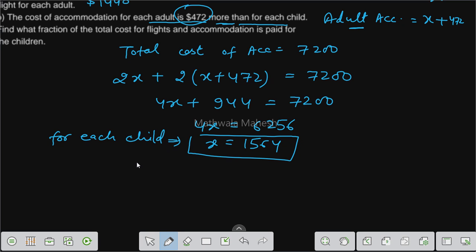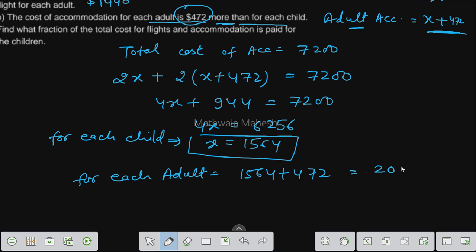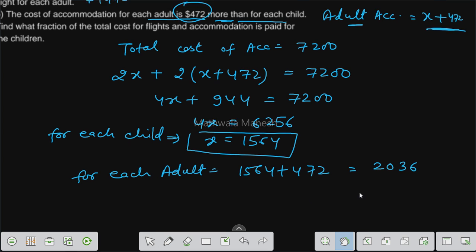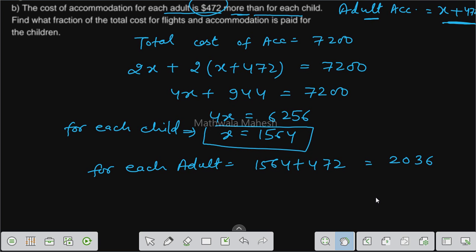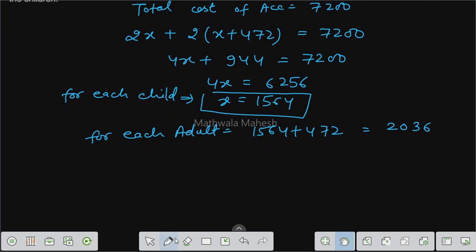Okay, and for each adult, which is x plus 472, then 1564 plus 472 means 2036. Okay, now we have to find what fraction of the total cost for flights and accommodation is paid for the children. Okay.